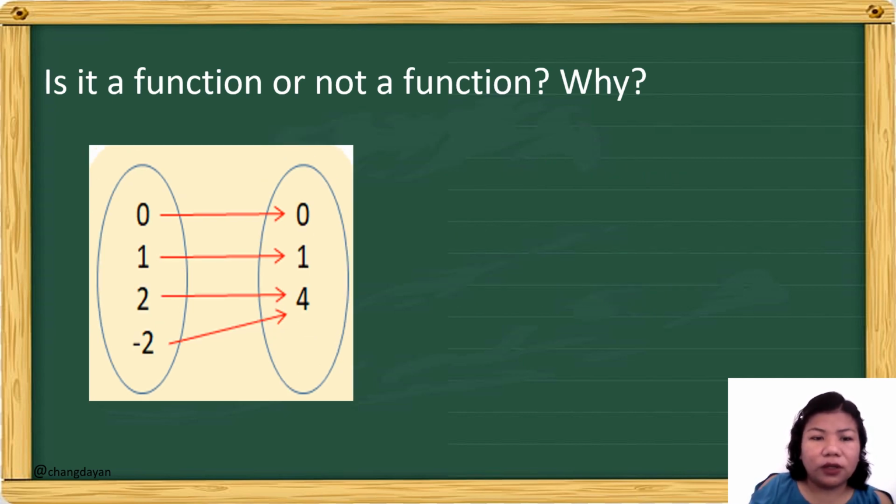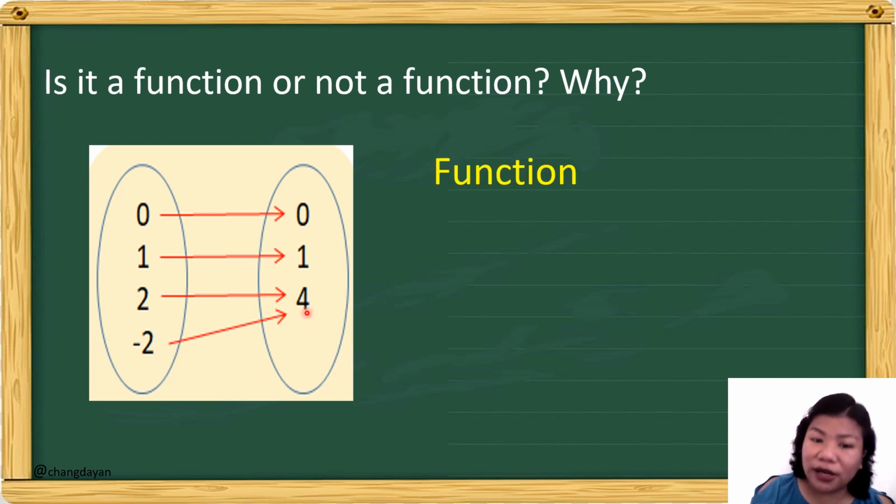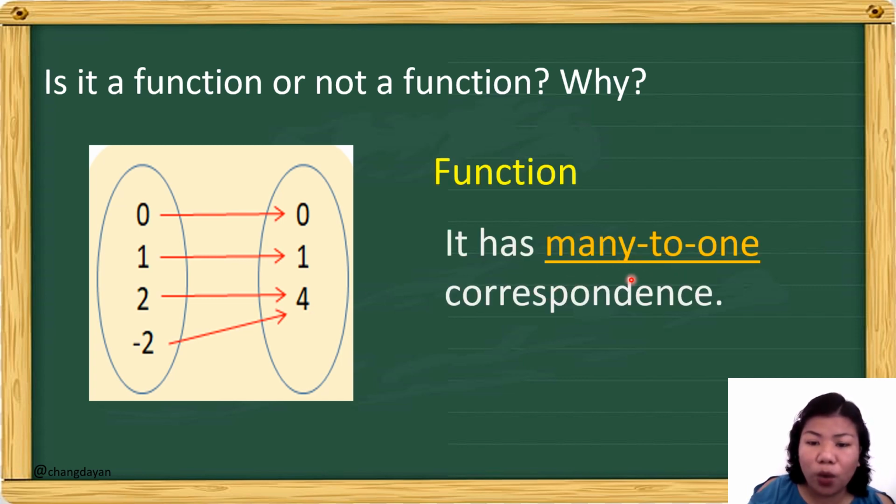Next, we have 0 corresponds to 0, 1 corresponds to 1, 2 corresponds to 4, negative 2 also corresponds to 4. It is a function. Why? It has many-to-one correspondence because the first value here, 2 corresponds to 4, negative 2 corresponds to 4 also. Remember, if the x value corresponds to one element in our y value, it is a function. 2 does not repeat here. Negative 2 does not repeat again. Okay? Next.